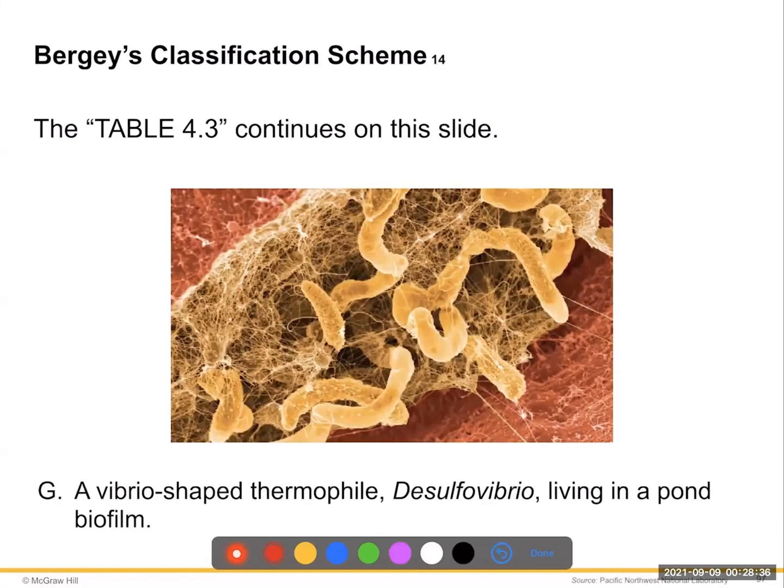This is Desulfovibrio. This is living in a pond. This is biofilm in a pond. Your Vibrio shape takes on little bends and angled shapes of your rods.